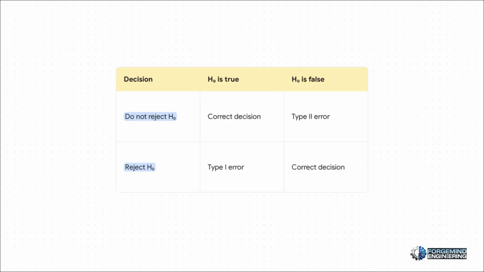2 of them are good. Those are the correct decisions. We either correctly acquit an innocent null hypothesis, or we correctly convict a guilty one. But that leaves 2 other boxes, the 2 ways we can get it totally wrong.